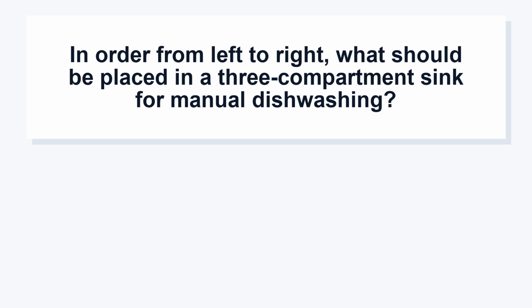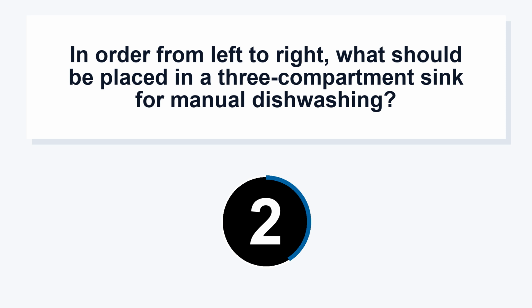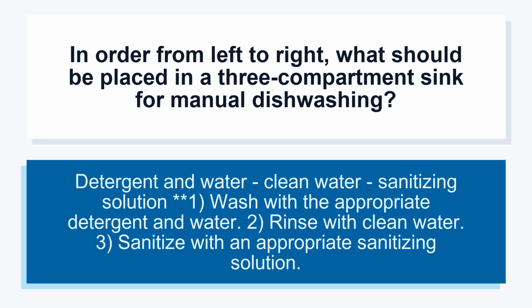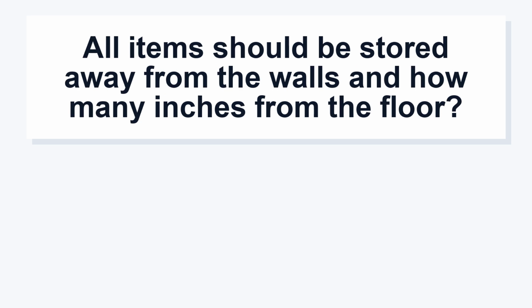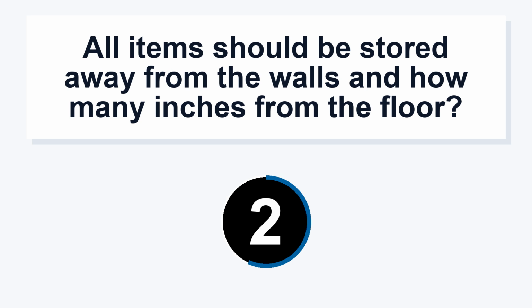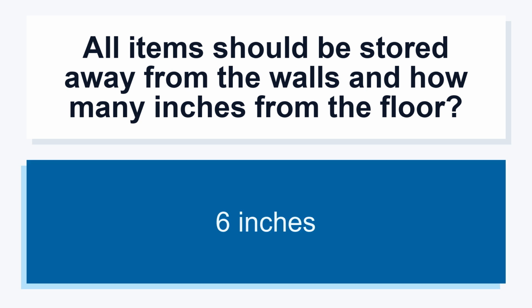In order from left to right, what should be placed in a 3-compartment sink for manual dishwashing? Detergent and water, clean water, sanitizing solution. 1. Wash with the appropriate detergent and water. 2. Rinse with clean water. 3. Sanitize with an appropriate sanitizing solution. All items should be stored away from the walls and how many inches from the floor? 6 inches.